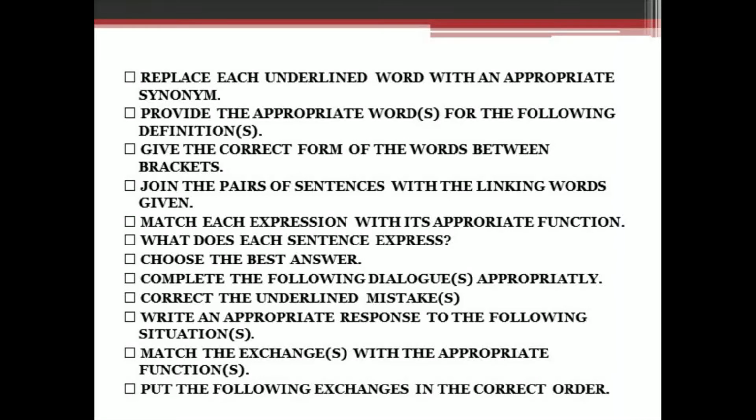Choose the best answer. Complete the following dialogues appropriately. Correct the underlined mistakes. You have mistakes and they ask you to correct them. Write an appropriate response to the following situations. Match the exchanges with the appropriate functions. Put the following exchanges in the correct order. So here you have different types of questions that you are supposed to know.